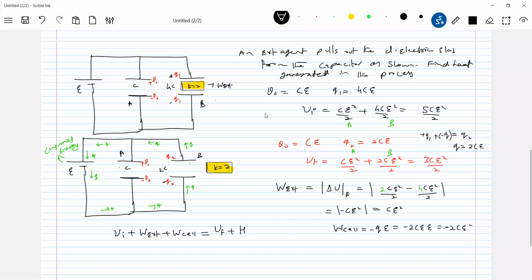Initial energy 5, work done by external agent C square, work done by the cell minus, final potential energy 3CE. Got this? So no heat is generated.